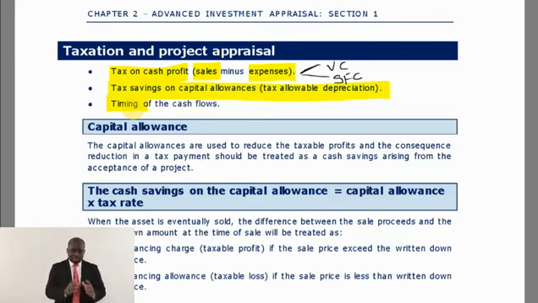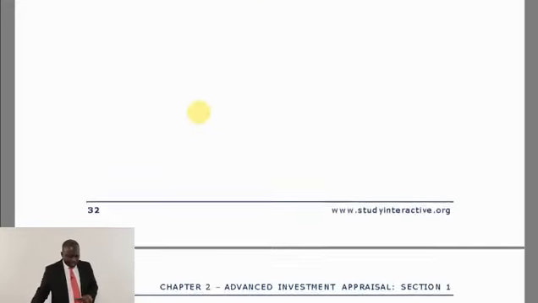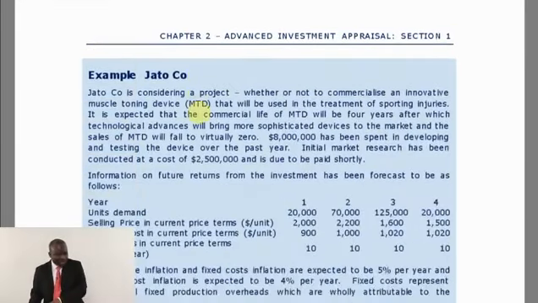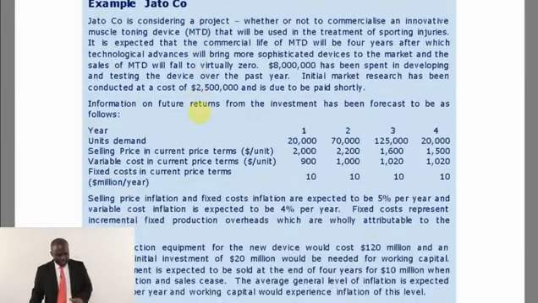Okay, that is how the note has been prepared for you. When you see inflation, what are you supposed to do? If you see inflation, check how it will affect your revenue, check how it will affect your cost, check how it will affect your discount factor. If you see tax, check tax on your cash profit, check tax on capital allowance, and check the timing. Okay, so we're going to pick a big question to summarize whatever we have said so far.